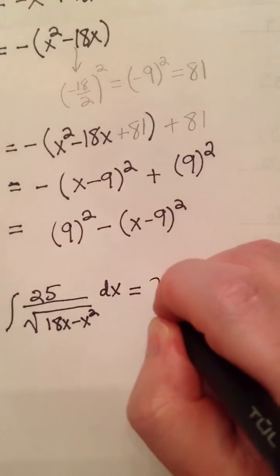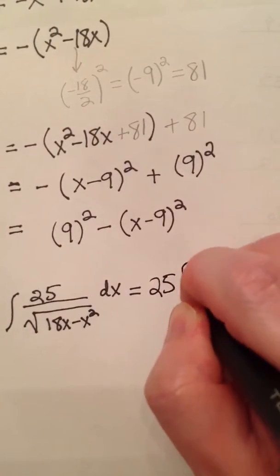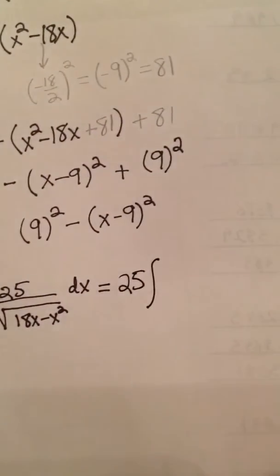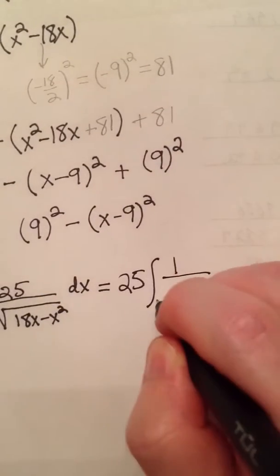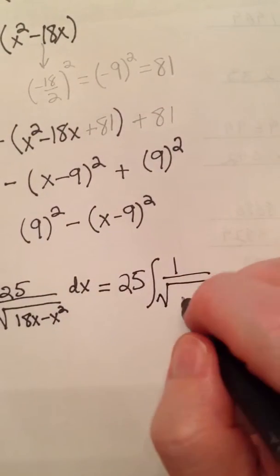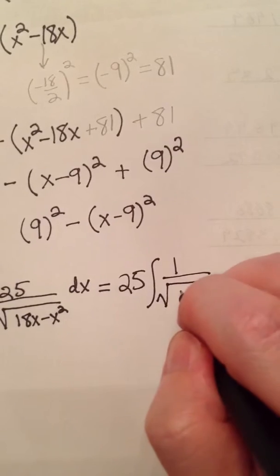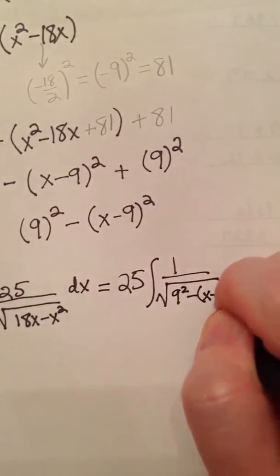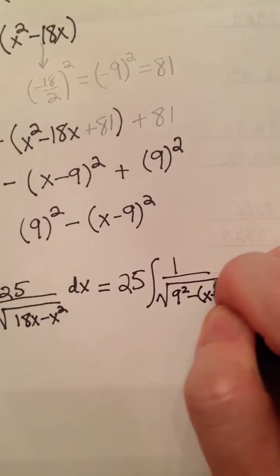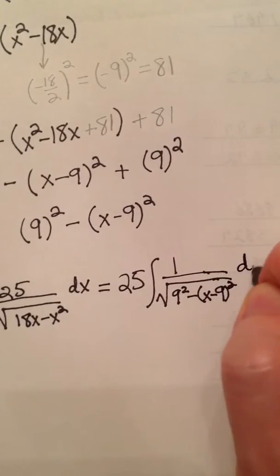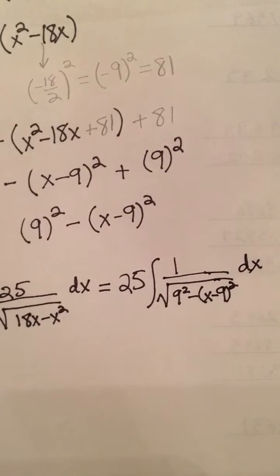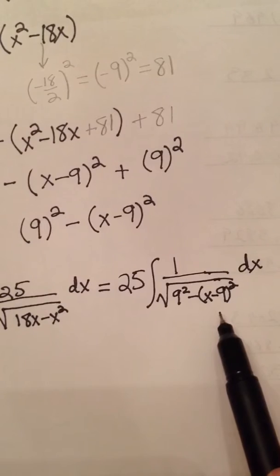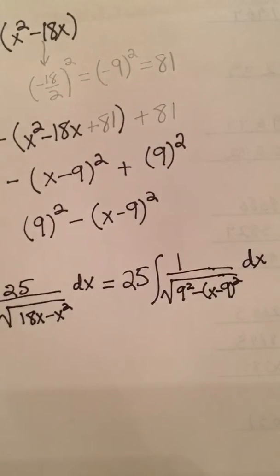Working with this integral, we have 25 times the integral of the reciprocal of the square root of 9 squared minus the quantity of x minus 9 squared dx. And the nice thing about this one, I know the work is tedious, but at least x minus 9 has a derivative that goes to 1, so no special substitution is going to be needed.